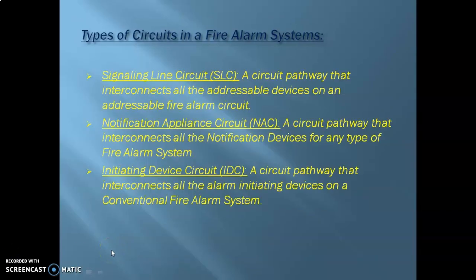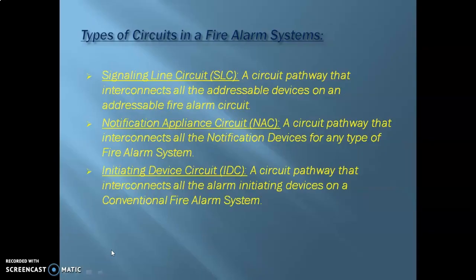Alright, so now that we finished discussing the types of fire alarm systems, namely the addressable type and the conventional type of fire alarm systems and a description, we're going to be talking about the types of circuits that are involved in a fire alarm system. Okay, so there are basically three types of circuits that are used in fire alarm systems, namely the signaling line circuit or the SLC, the notification appliance circuit or the NAC, and the initiating device circuit or the IDC. Now, first we'll be explaining the signaling line circuit.